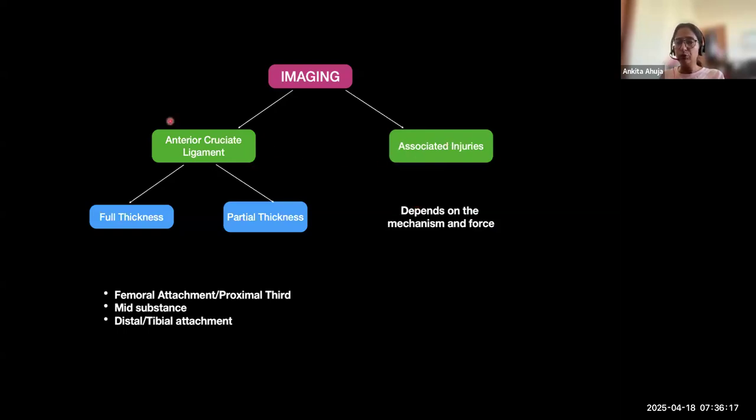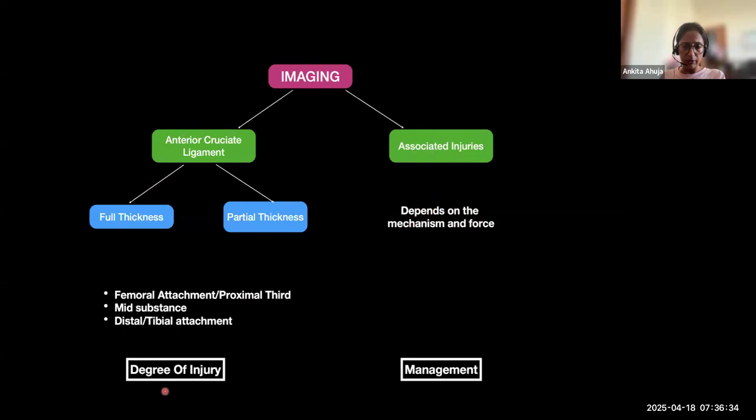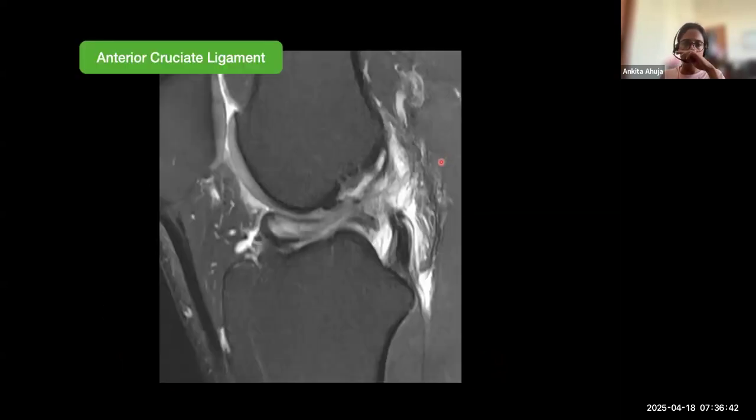They are very important. If you treat only this and you leave the associated injuries, you are going to have a knee which has recurrent instability, and the knee is going to be problematic for you. It depends upon the mechanism and force. So the management is going to change if you pick up the associated injuries.